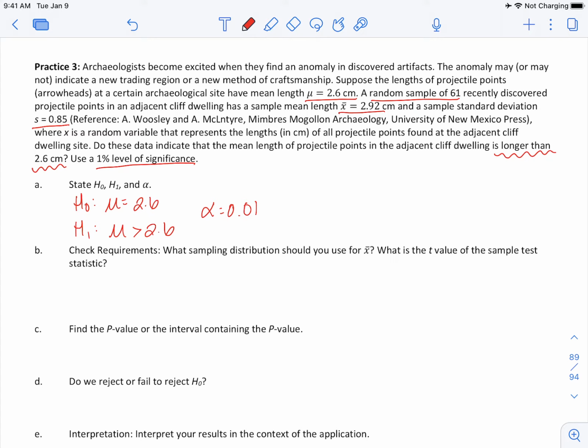Next, we have to check the requirements. What sampling distribution should you use for X bar? What is the t-value of the sample test statistic? So I want you actually to do B, C, which is finding the p-value, and then D, making a conclusion. I want you to do B, C, and D together. And we can do this all in the calculator using your t-test. So go ahead and do that, please.